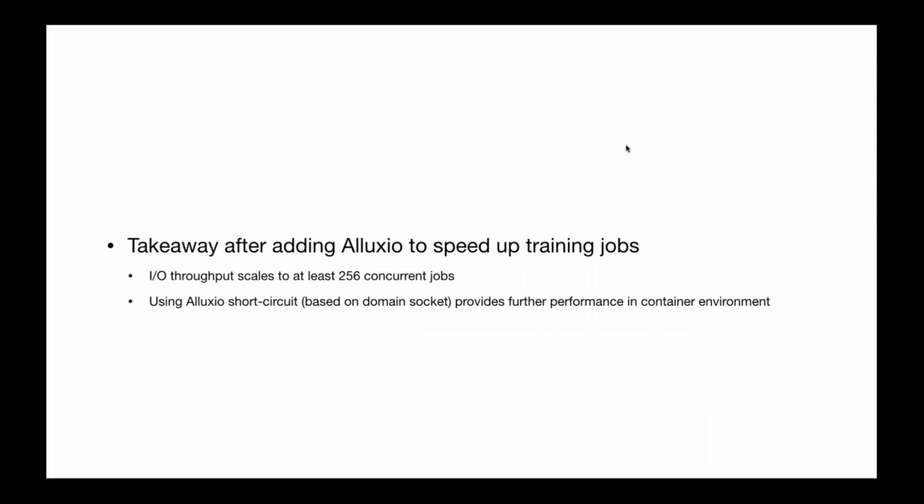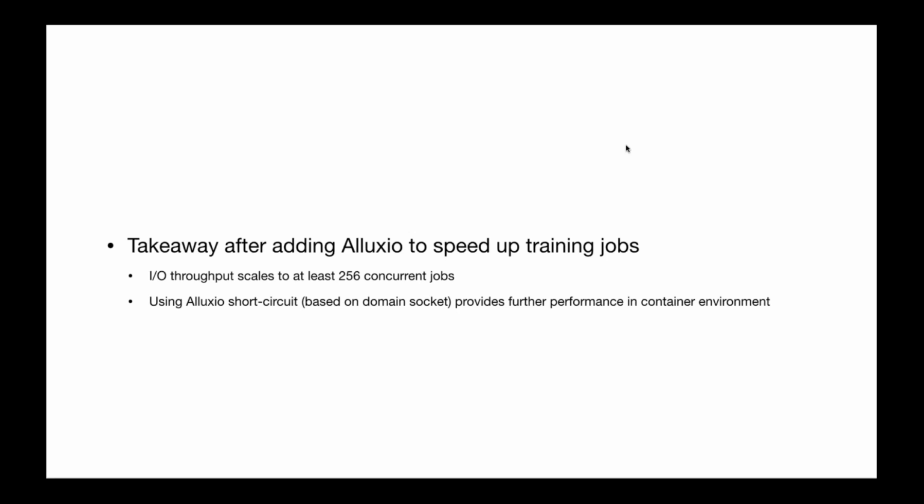The key thing is that we can run a lot of concurrent jobs, and the performance does not drop using Alluxio. And the short circuit, which I think the Alluxio folks call domain socket based, provides further and very consistent performance improvement throughout the number of jobs. Whether you're running a single job or 256 concurrent jobs, you level out pretty consistently and stay at the maximum throughput of a single job, which is very dramatic for us.